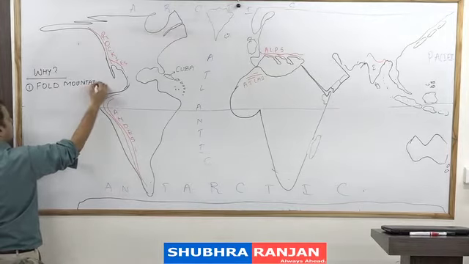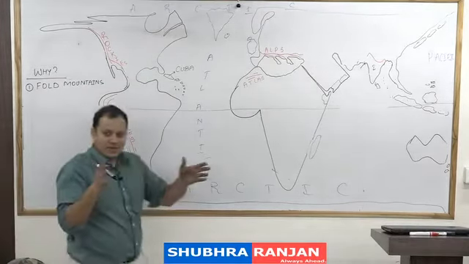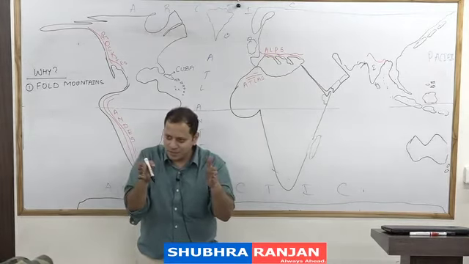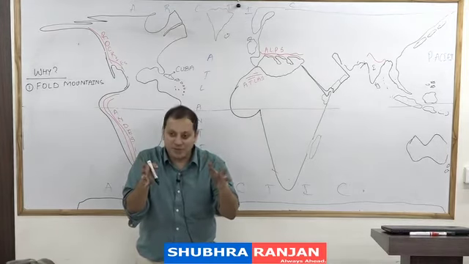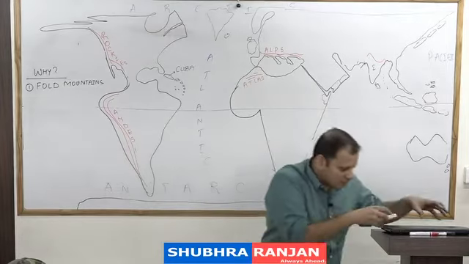So fold mountains are the highest, so what difference does it make? Now what do you understand by fold? They are formed due to the folding of the earth. What has folded on the earth? The earth's surface has folded. The earth's crust has folded. How has the earth's crust folded?